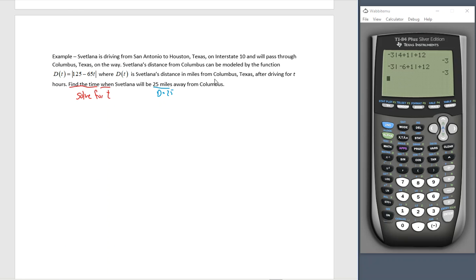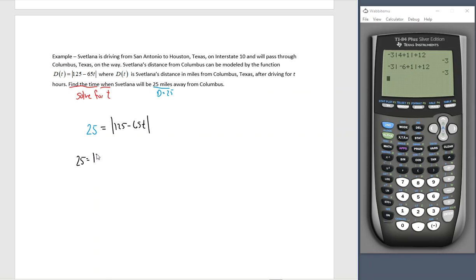Now, we don't know which side of Columbus she is. Is she on the San Antonio side or the Houston side? It doesn't matter because the absolute value is going to take care of which side we are on. So what we'll do is replace d of t with 25 and solve this equation for t. In solving this equation, we find that the absolute value is already isolated. It's equal to a positive value. So we'll have two equations.